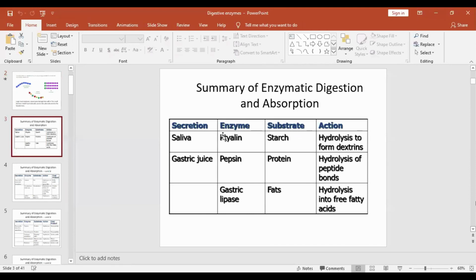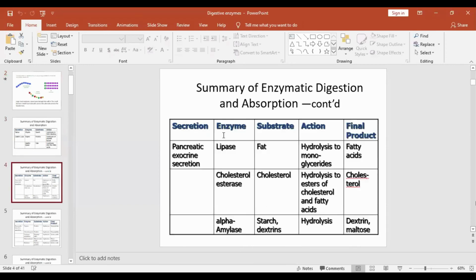Saliva has ptyalin, also known as amylase. The substrate of amylase will be starch. Gastric juice has pepsin and gastric lipase, and important enzymes are secreted through the pancreatic exocrine secretions. I am repeating what we have learned previously: lipase, cholesterol esterase, alpha amylase. All those are the enzymes present in pancreatic exocrine secretions.